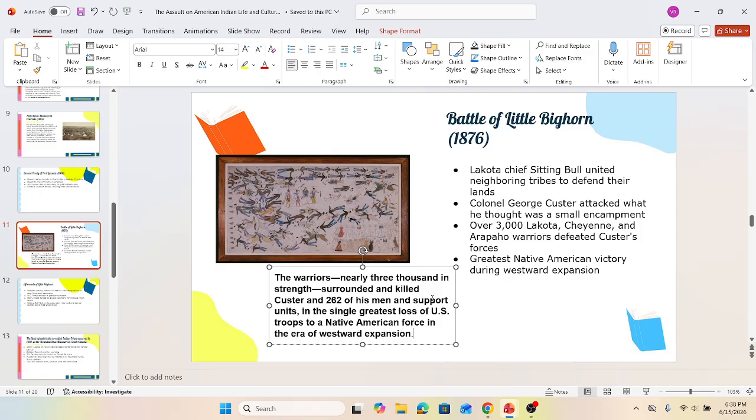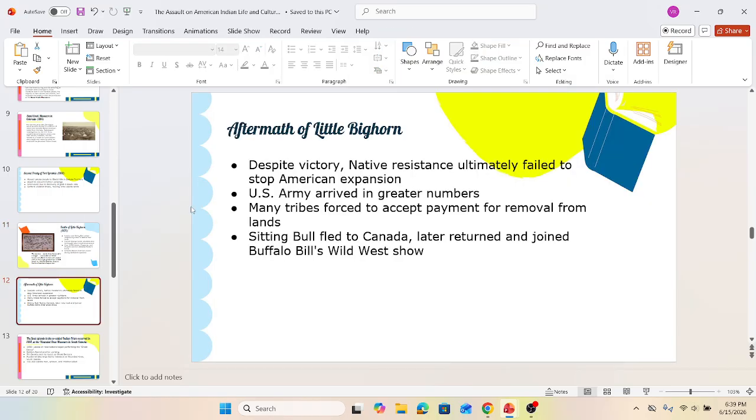General George Custer attacked what he thought was a small encampment, only to find that the Lakota Chief Sitting Bull had united multiple tribes, and there were over 3,000 various Native American warriors there who defeated Custer's forces. Unfortunately, again, the American retaliation for this was terrible, but it is considered the single greatest loss of U.S. troops during this time period to Native Americans.